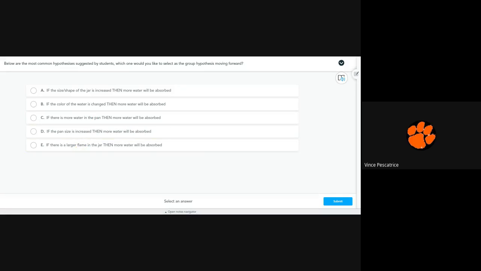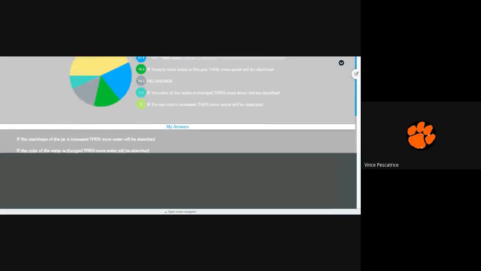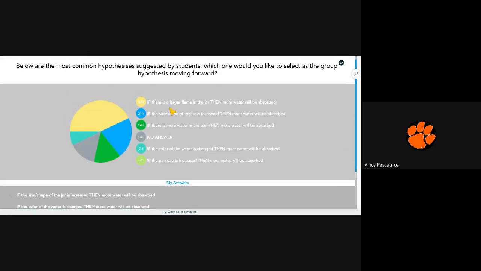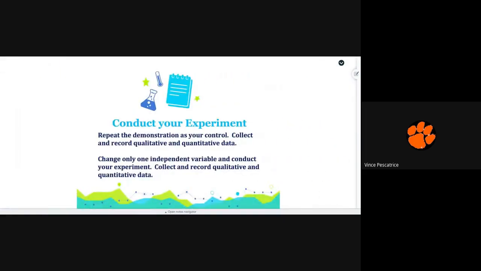All right, so the winner by a lot is: if there is a larger flame, then more water will be absorbed. So moving forward, this is the hypothesis we're going to operate with, that we are going to be testing. But I also had a bunch to compare it to. I conducted each of the 5 experiments, and now we're going to look at them.